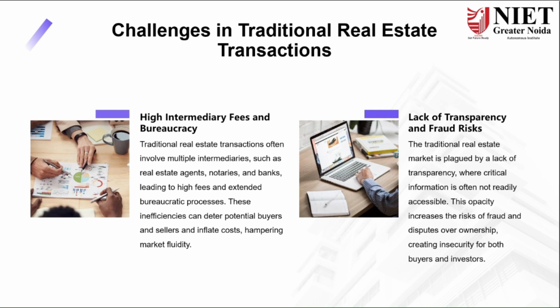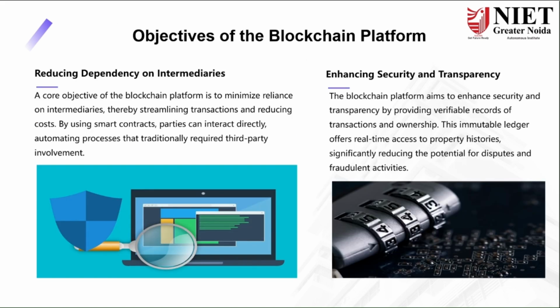The current real estate process is slow, expensive, and full of middlemen like agents, lawyers, and banks. This causes delay, high fees, and lots of paperwork. There is also a lack of transparency, which opens the door for fraud and ownership disputes. Our platform solves these problems. It removes the need of middlemen, saves time and money, and provides complete transparency with smart contracts. Everything is automatic, so no need to manually check or process anything. It also provides a secure digital record of ownership.